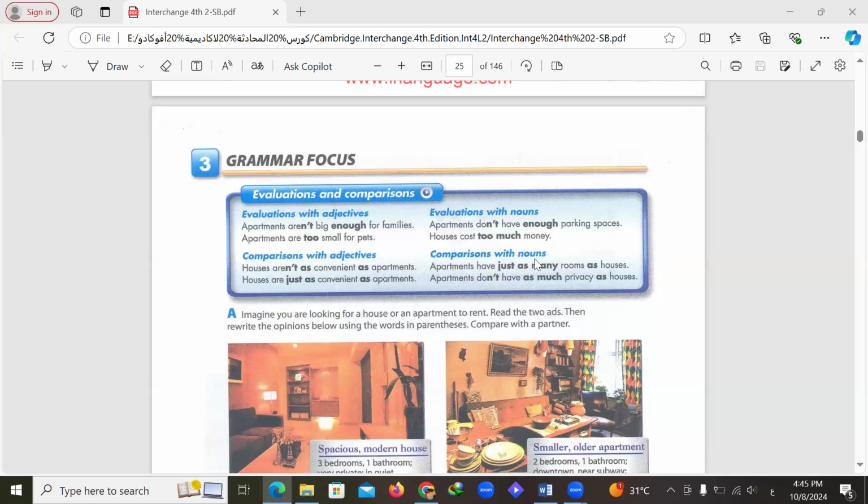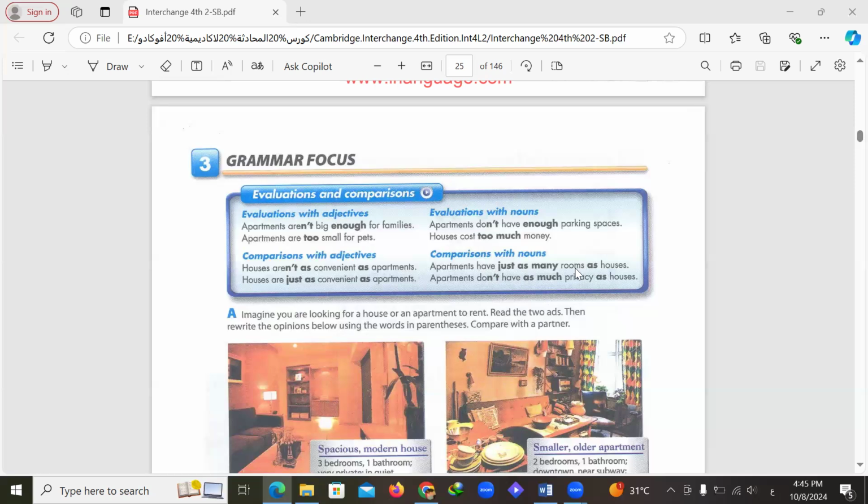Comparison with nouns. If you notice here, as a rule, we put the adjective between the two as's: as confident as. But here, if I want to use a noun, I use it like this. Apartments have just as many rooms as houses. As many rooms as houses.